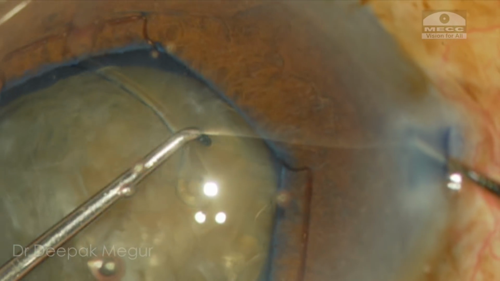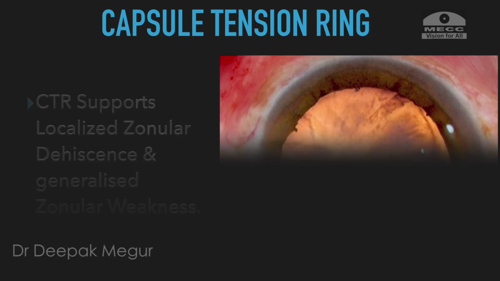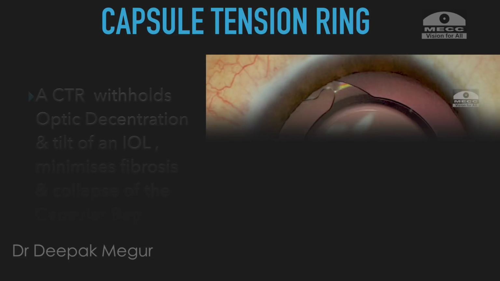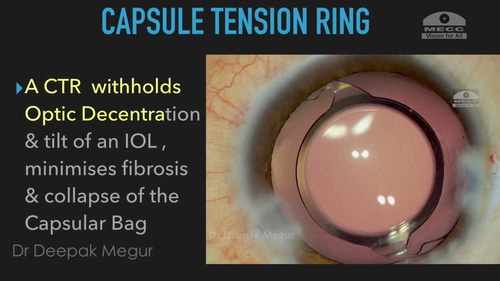The CTR performs two distinct functions. It supports localized zonular dehiscence and generalized zonular weakness of mild to moderate degree. It also prevents decentration and optic tilt of the IOL, and minimizes fibrosis and collapse of the capsular bag.